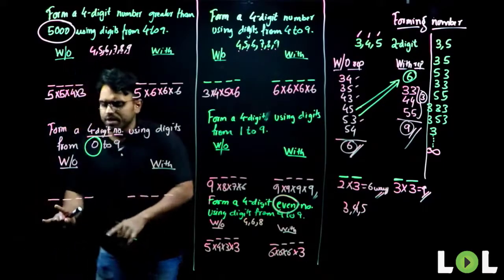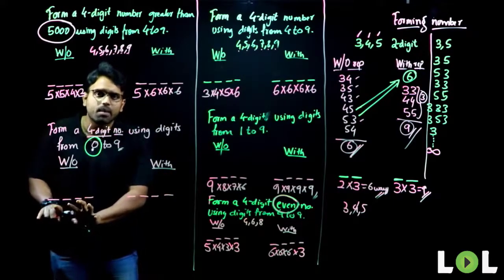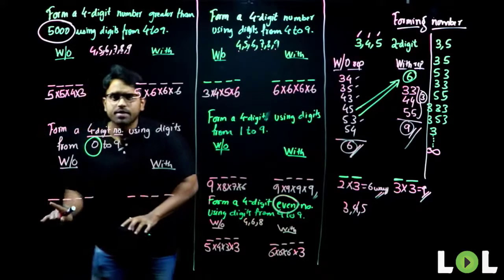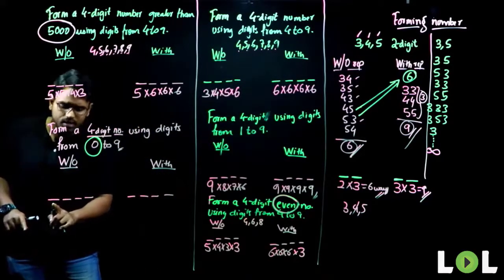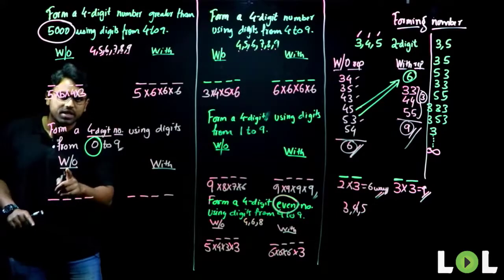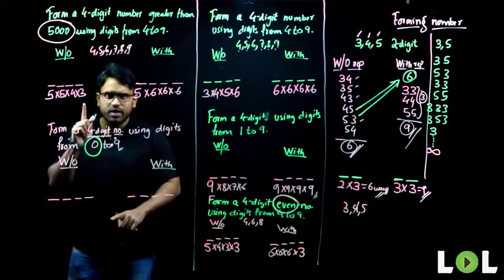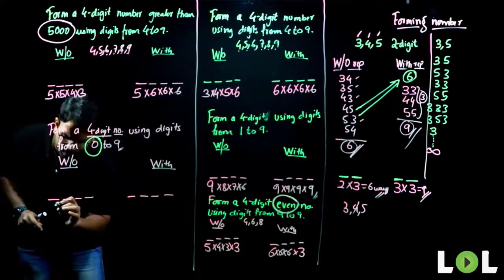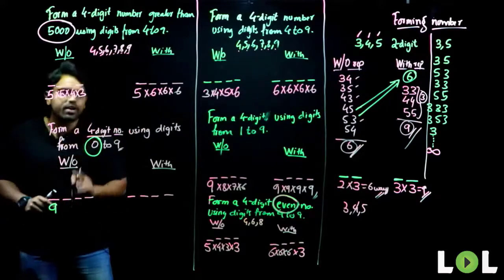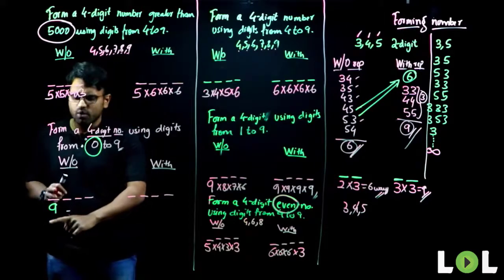If I have a 0 in the thousands place, what will it become? It will become a 3-digit number, guys. So I cannot have a 0 in the thousands place. So start thinking. This is without repetition. In how many different ways can I fill the thousands place? I can either fill it with a 1, 2, 3, 4, 5, 6, 7, 8 or a 9. So I can fill it in 9 different ways because I cannot use a 0.